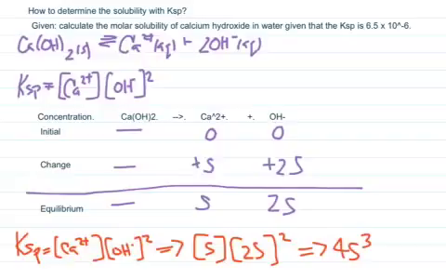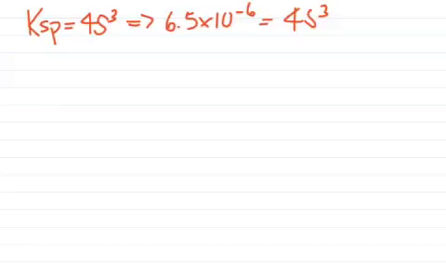Alright, and then we just need to find the molar solubility of each of these. So we're going to find the s while we plug in the Ksp. So we have our Ksp, 6.5 times 10 to the minus 6 is equal to our 4s cubed. Now the first thing I'm going to do is divide by 4.